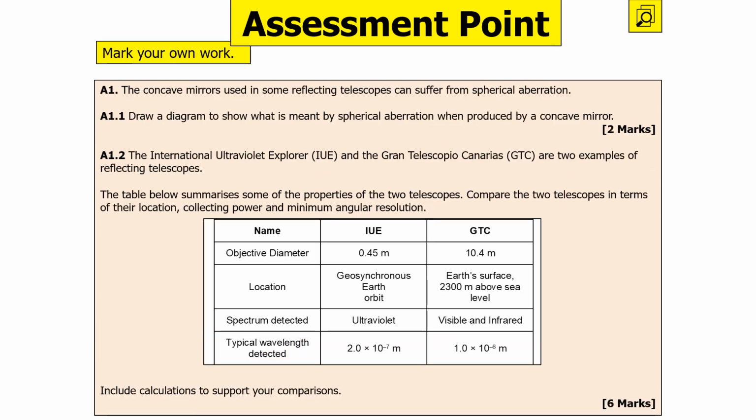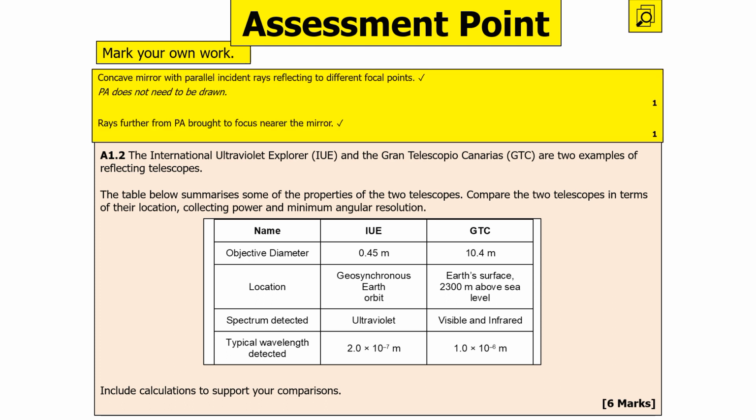Right, in this first one, again, what's the diagram to show spherical aberration? You've got a concave mirror with parallel incident lines, and they reflect at different focal points because they're hitting the mirror at different angles. Now the rays further from the paraxial line, the one in the middle, will be brought to focus nearer to the mirror. So you'll see that they'll be crossing over at different points.